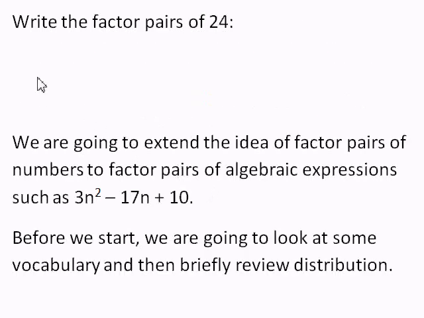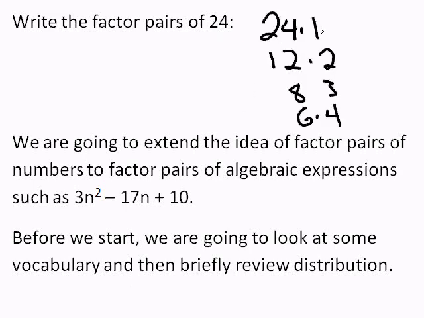We're going to start with something a little bit more familiar, which is to write the factor pairs of 24. To find the factor pairs of 24, we need to find two numbers that multiply together to give us 24. There's several possibilities. It could be 24 and 1, 12 and 2, 8 and 3, or 6 and 4. Each one of these pairs of numbers multiply to give us 24, so therefore they are factor pairs of 24.